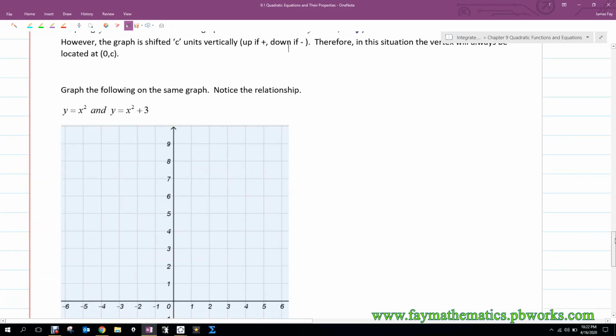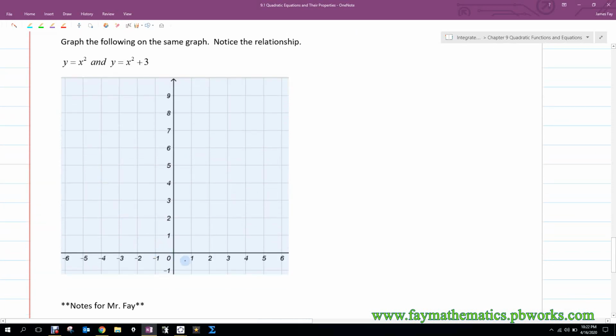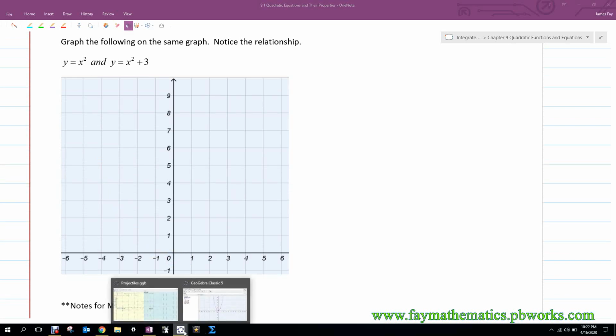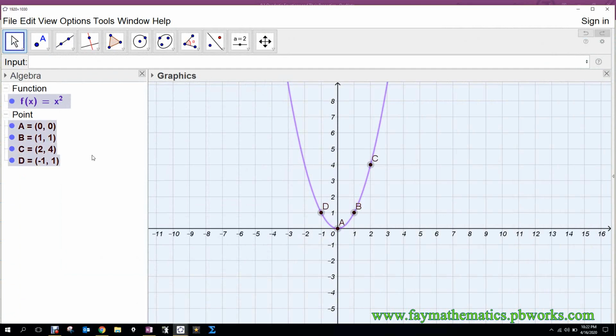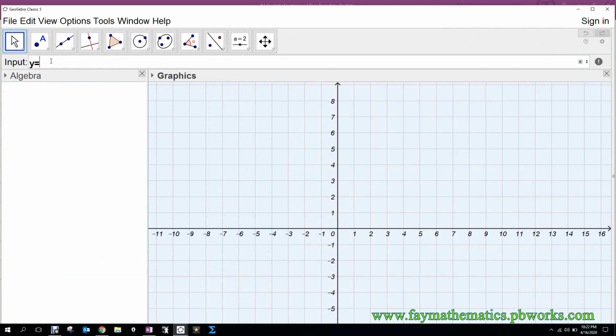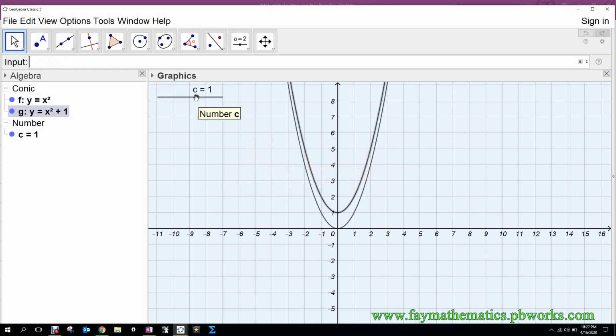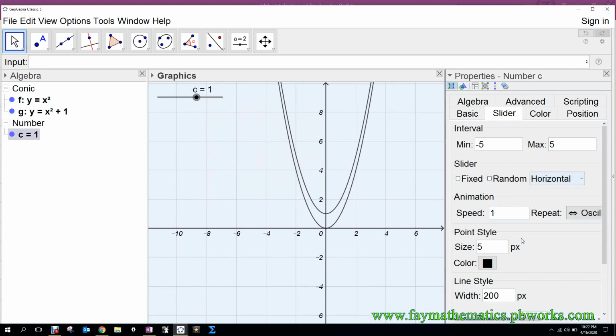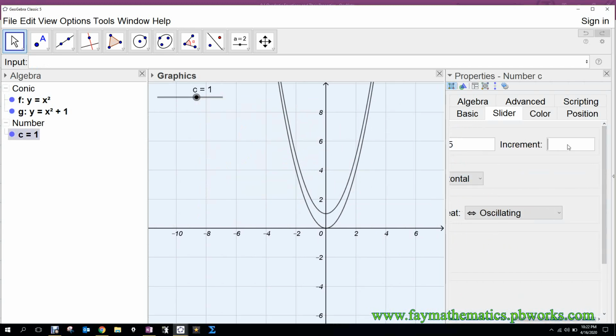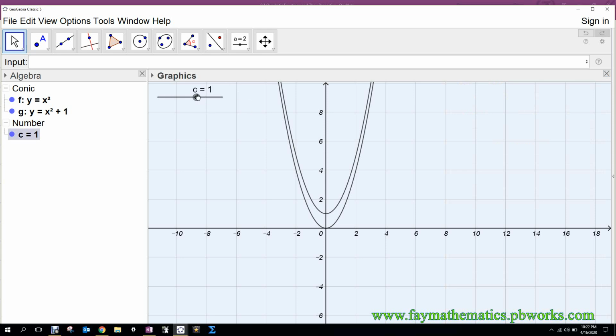I don't want to graph it by hand, so I'll do it this way. Let's go to this here. I've got a graph y equals x squared, so that's the parent function. Now I'm going to write y equals x squared plus some c, and I'll create a slider for c. I want to make that c increase by 1. Right now we see that these two equations are identical, so the graph is the same.